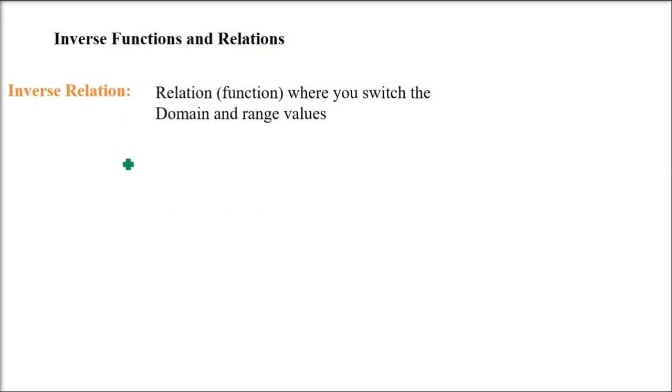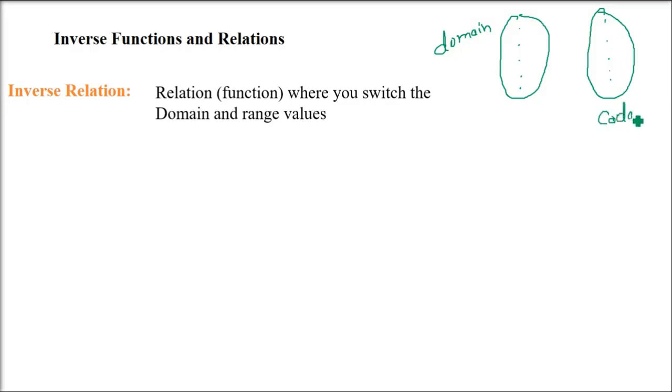Inverse functions and relations. What is an inverse function? The relation where you switch the domain and range values. Inverse is essentially a mirror value. So the value of x, that is set 1, we are calling it the domain, and the mapped set, which is the set y or b, all its values are called the codomain.